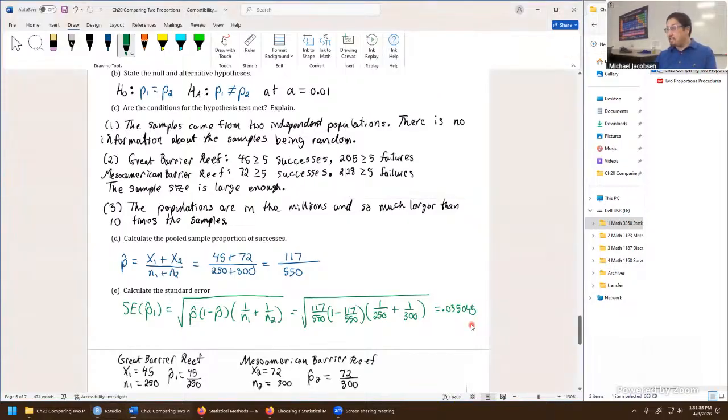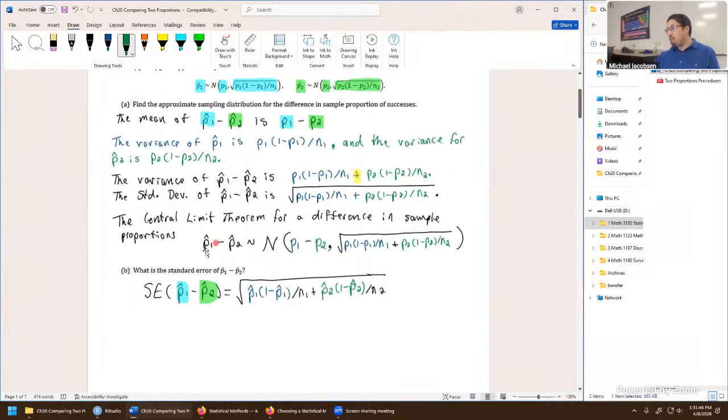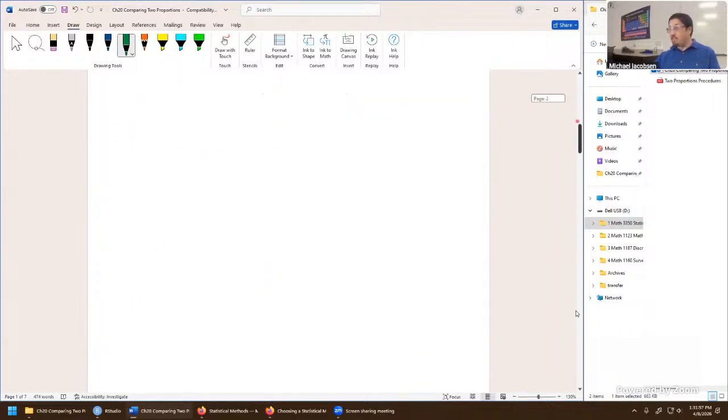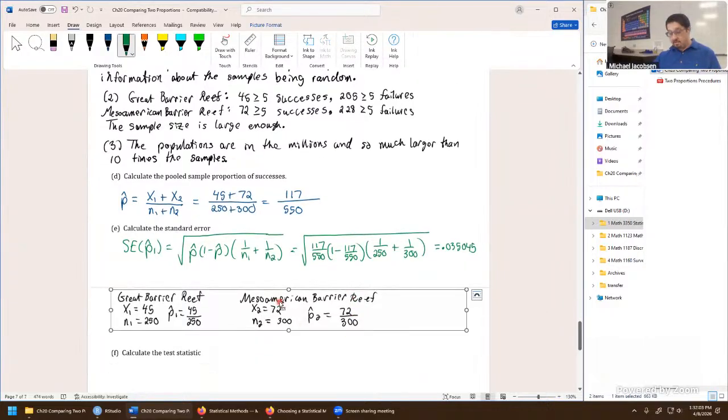So that standard error, once again, is the approximate standard deviation of the sampling distribution right here, p hat 1 minus p hat 2, under the assumption the null hypothesis is true, changing the format of that portion right there. So we approximated that standard deviation. We've got a number down, and now we can calculate the test statistic on the very next step.